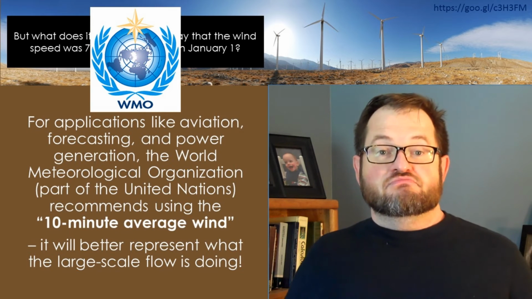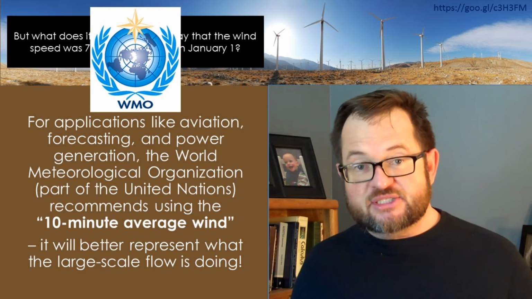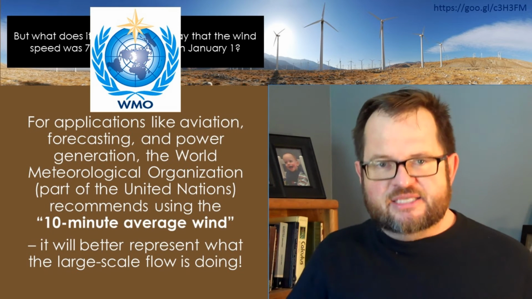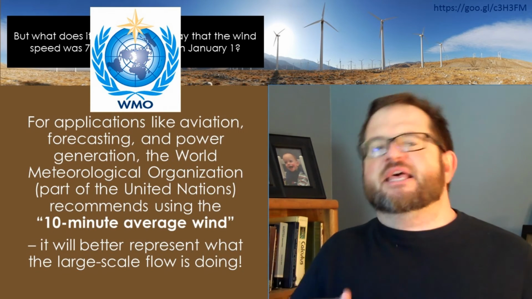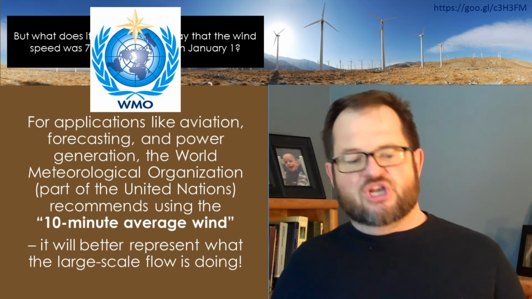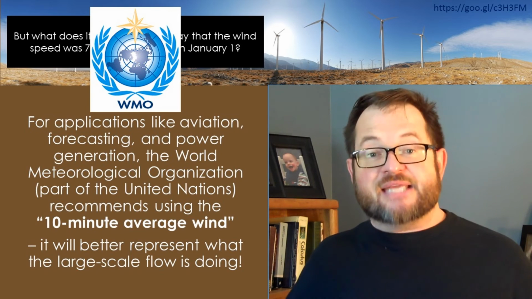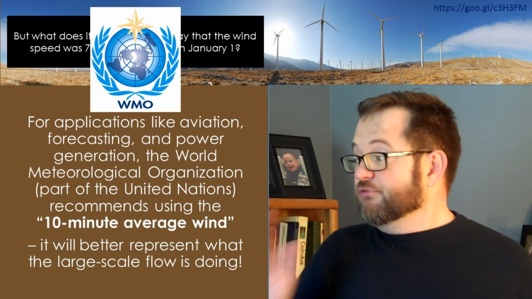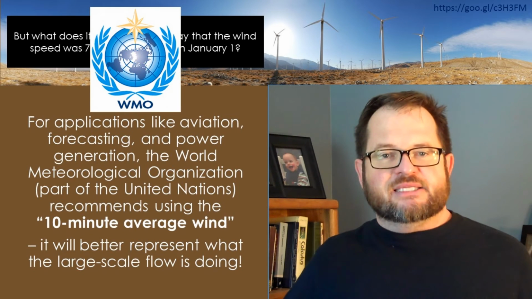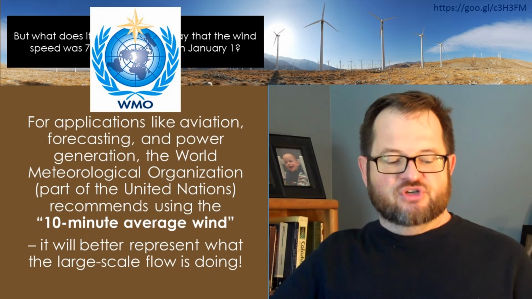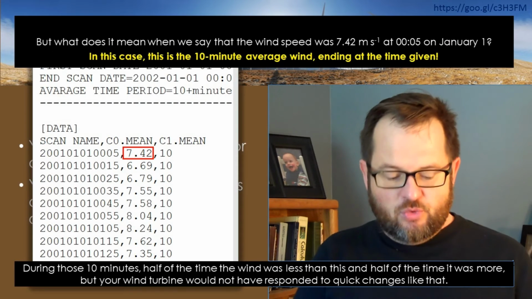As it happens, the World Meteorological Organization, which is an entity run by the United Nations, has researched the heck out of this and knows what will work, and they recommend that for applications like aviation and forecasting and power generation and so on, the World Meteorological Organization recommends using the 10-minute average winds. Keep track of the winds maybe every tenth of a second or something like that, but then take the average over that period of 10 minutes to determine what the mean wind or the average wind is doing, because it will be a better representation of what the large-scale flow is doing.